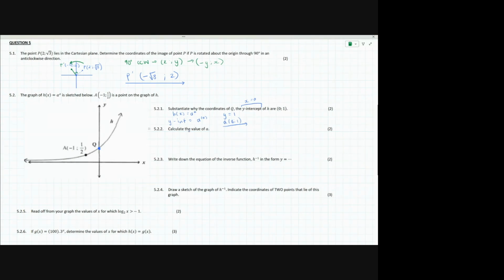Right, 5.2.2 then asks us to calculate the value of a. So we're looking in our equation. Again, it is very similar to what we did earlier. We have our equation h of x. We have a coordinate that lies on my graph. So all I need to do is substitute. So I'm going to give you guys 2 minutes: substitute that in and give me the value of a. You can pop it in the chat. Let's see what we get for the value of a, so our base.